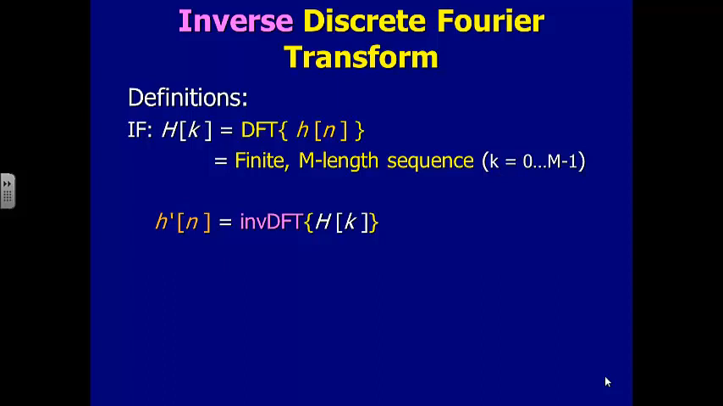I'm not ready to say they're the same yet. I'm going to put a little prime there. That's not a derivative. This h of n may not be exactly the same as that. If I perform the DTFT and an inverse DTFT, h of n will be the same here and here. When I do the discrete version, though, I can mess things up. I can get something back that wasn't what I sent in.